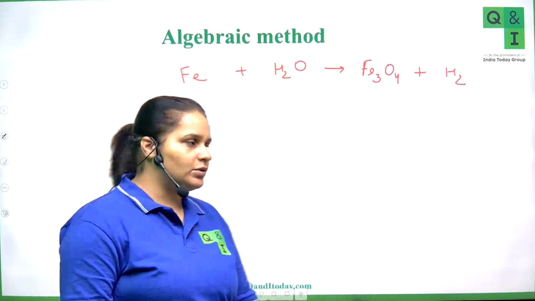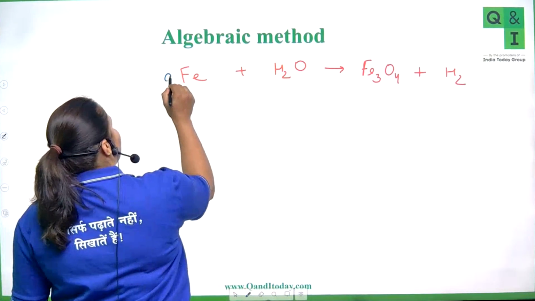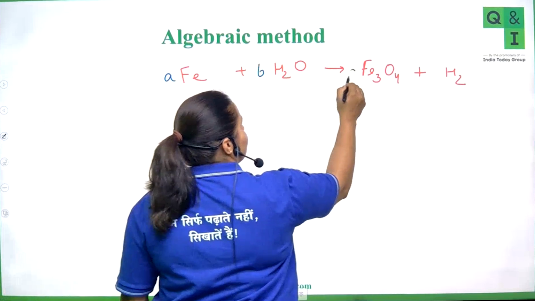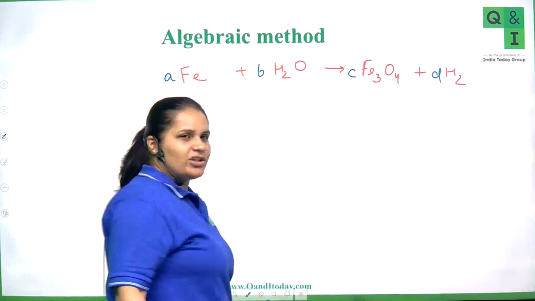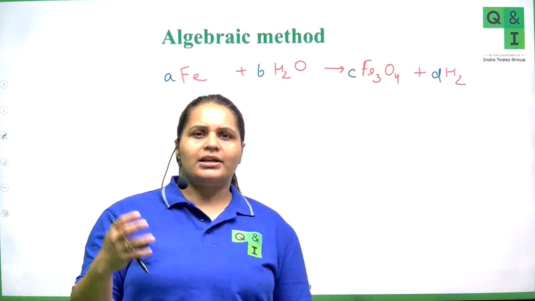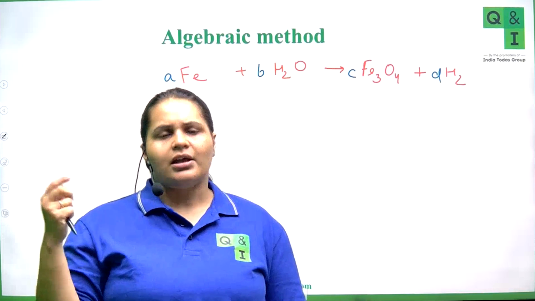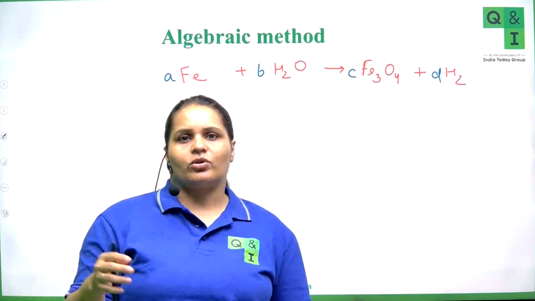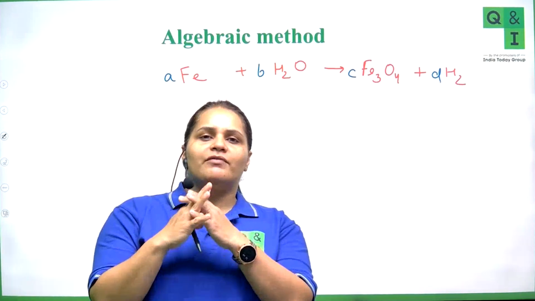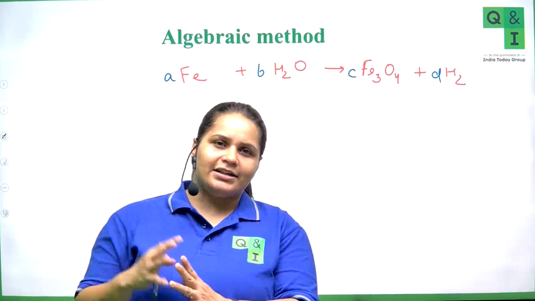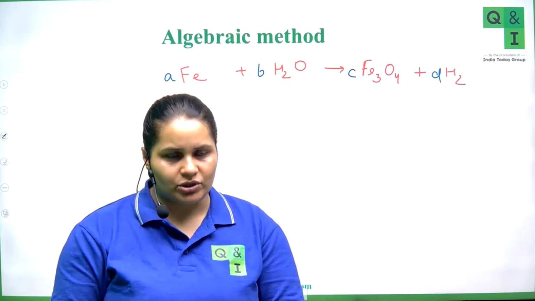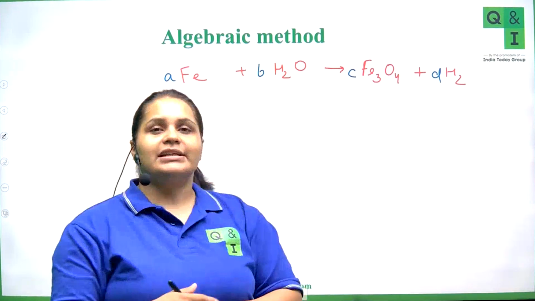Okay, so now do one thing, write A, B, C, D in place of whatever digit you write over there. So my job will be to find out the values of A, B, C, and D, so I'll get the balanced equation. So I simply wrote A, B, C, D.